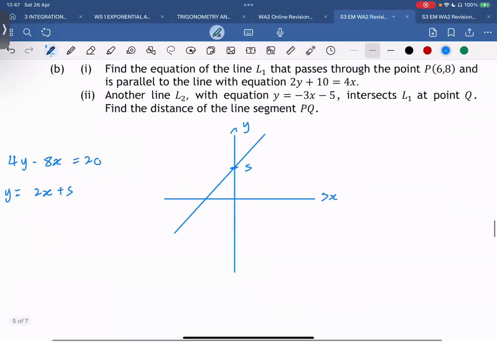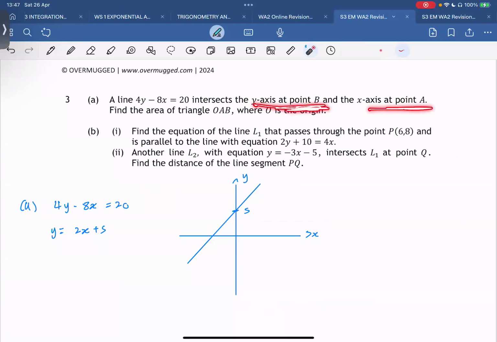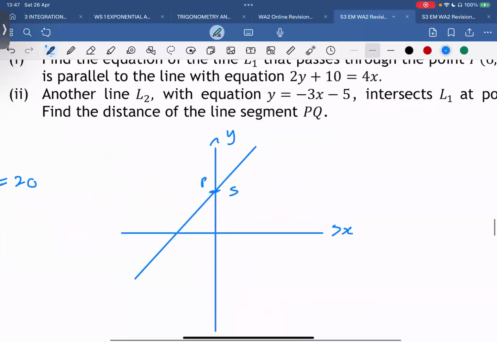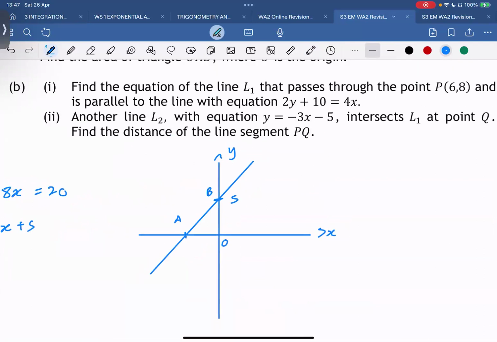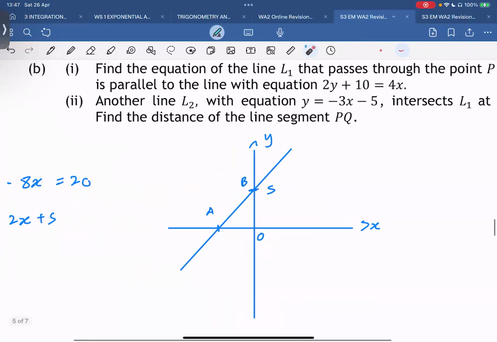Okay, so this will be line AB, right? A is the x-intercept, B is the y-intercept. So this is point B, this is point A. Okay, origin will always be coordinate 0, 0. Now we are required to find the area of this triangle, OAB. So to find this triangle, we need the length of the base, which is AO, as well as height, which is BO, which we already have, which is 5.